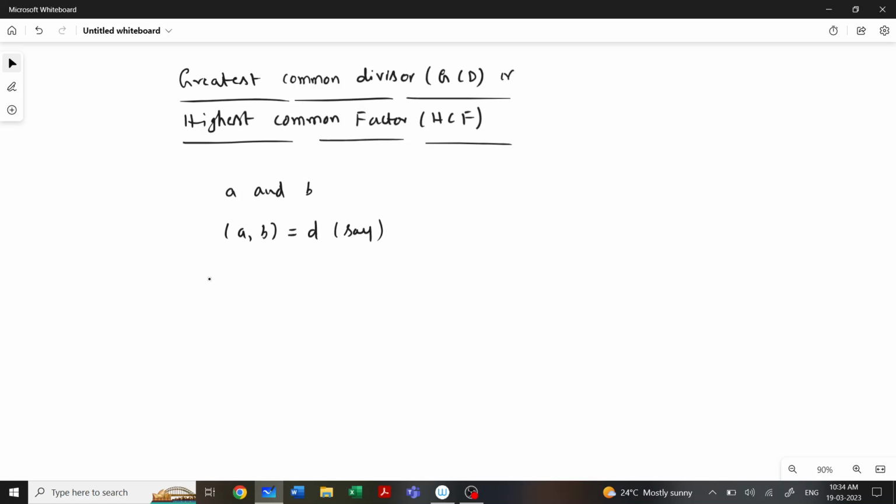It satisfies two conditions. The first one: D divides A and D divides B, so D is a common number which divides both A and B. Second: if any other number X divides A and X divides B, then X divides D. These are the conditions by which we say that D is the greatest common divisor, GCD.